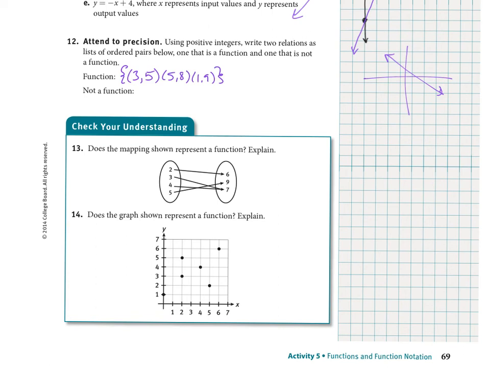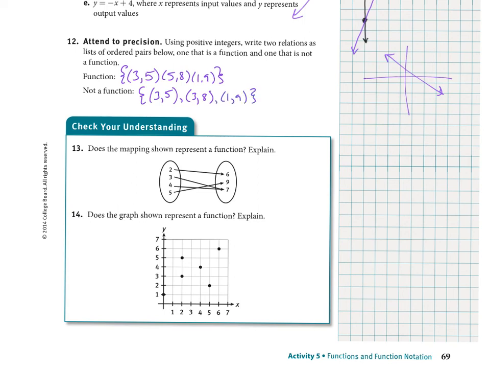Now, not a function. Like I said, our answers are going to vary, but I want to pick something where my input has multiple outputs. So let's say I did the ordered pair (3, 5), and then I did the ordered pair (3, 8). I can see that this input has two different outputs. The input of 3 has the output of 5 and 8. And then let's put another random point.